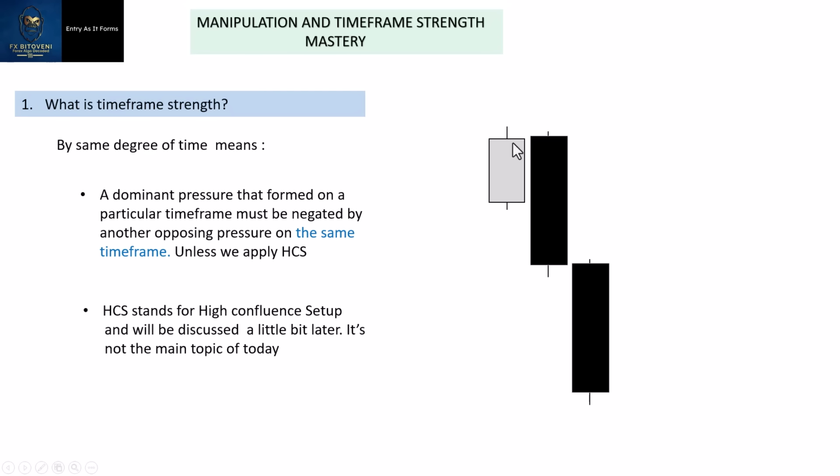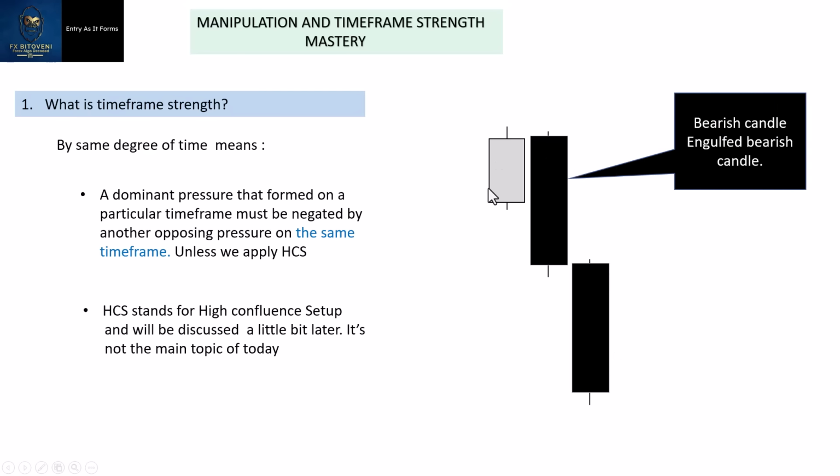Here we have a bearish move that was created around here. You can see that a bearish candle engulfed the bullish candle. There is a mistake here. This is supposed to be a bullish candle. A bearish candle engulfed a bullish candle, right? So this is a bullish candle. Then we have a bearish candle that engulfed the bullish candle. Hope you can see that. Try to understand what I'm trying to show you guys.